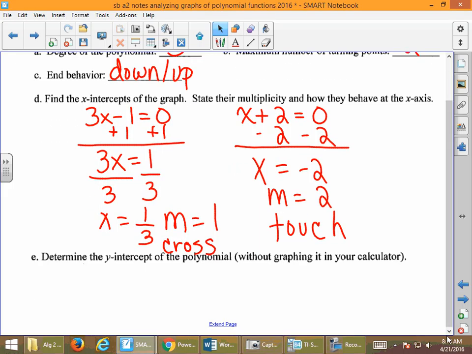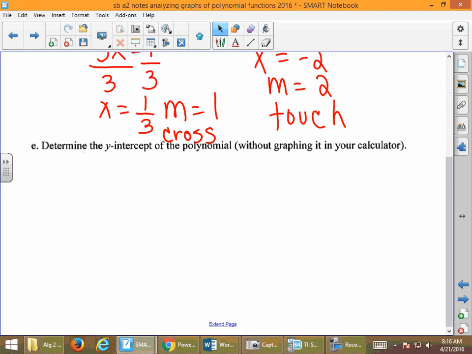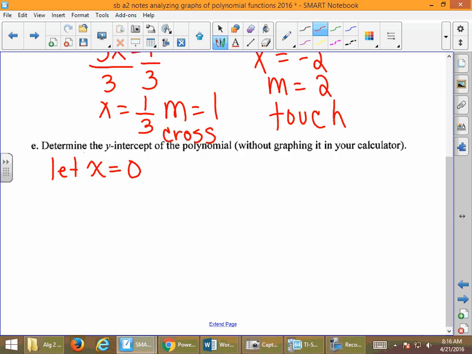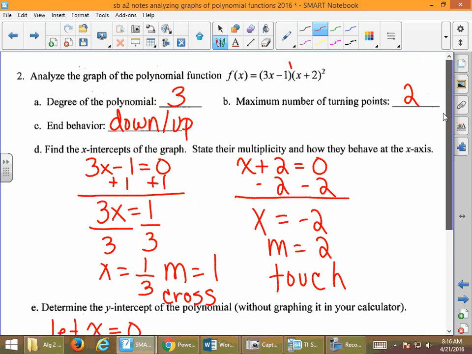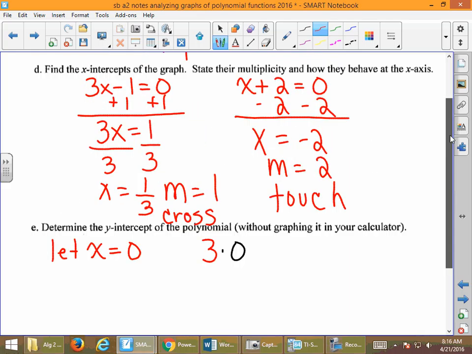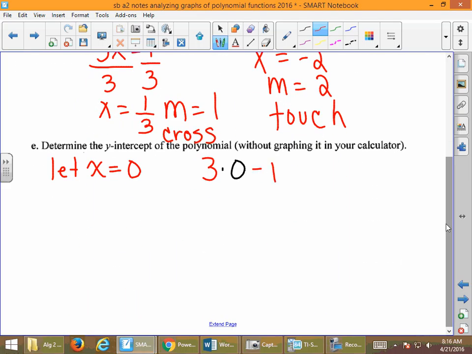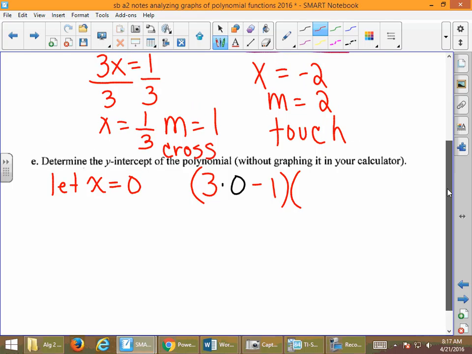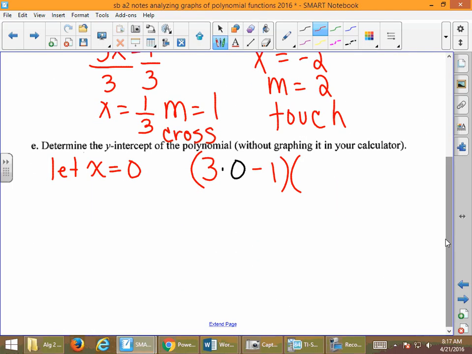But what we want to do next is figure out the y-intercept, and we are then going to check it on our graph. We want to do it by hand. And the reminder, once again, is to figure out what the y-intercept is, we have to let x equal 0 in our function. So we go back to our problem here, and it's going to be 3 times 0 minus 1 times, in our other parentheses, 0 plus 2 squared.